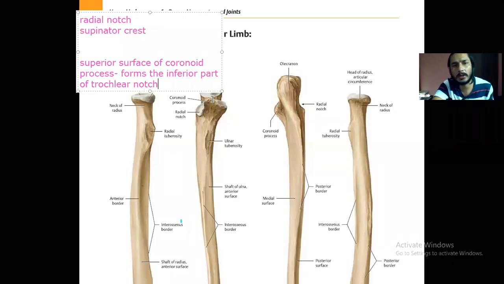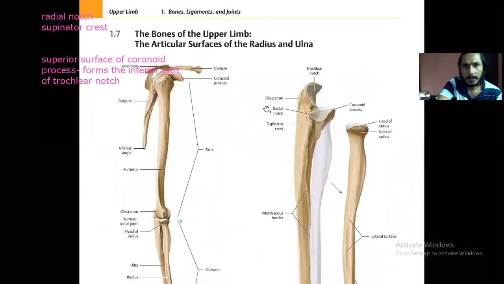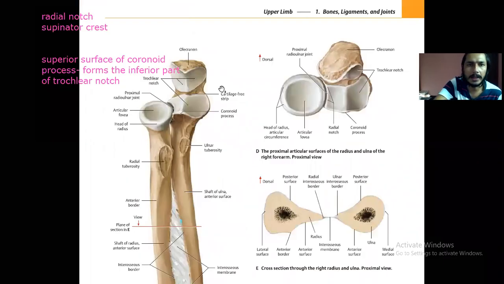The inferior part of the trochlear notch is formed by the superior surface of the coronoid process. Now let me show you in the diagram here. Okay, so you can see here, this whole thing is the trochlear notch. So the trochlear notch is like this.